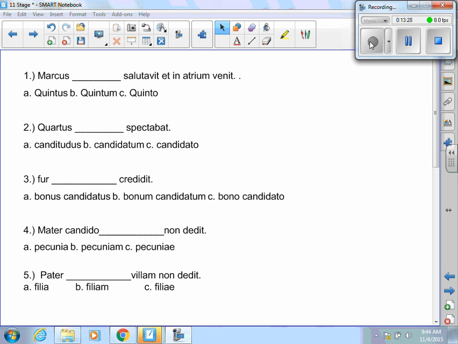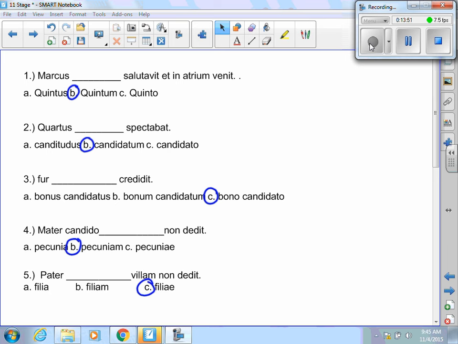Here are the answers to these. I'll explain each one. For Marcus, blank salutavit et in atrium venit. Salutavit does not take the dative as an object, it takes the accusative. So I look at Quintus, I decide that it's second declension, and I need an accusative ending, so it's either um or os. Quintus is singular, so I choose B, quintum.